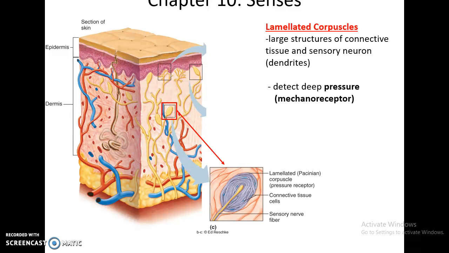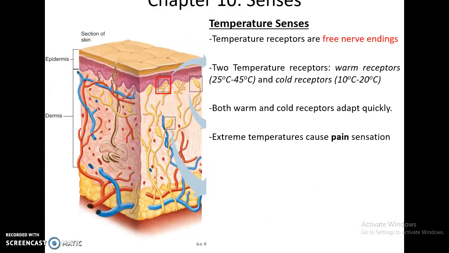These are also, again, the dendrites of sensory neurons wrapped around by connective tissue. And in this case, they are detecting pressure, which is a little bit different from touch. So with pressure, they can determine how hard something is touching you rather than just if you're being touched or not. The various temperature sensations are also detected by free nerve endings.